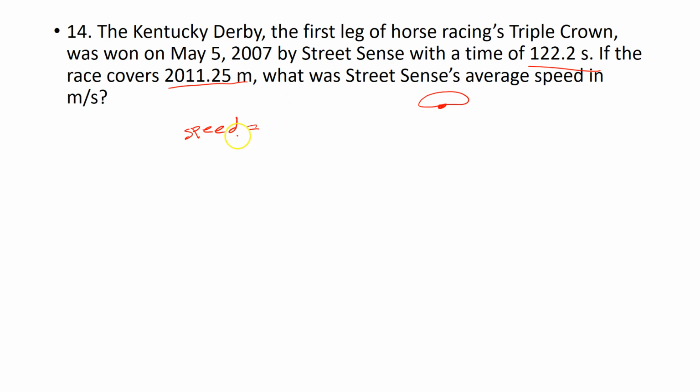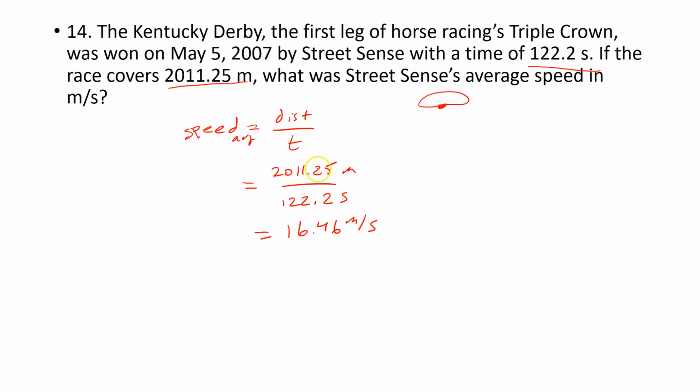So average speed is equal to the distance that he traveled divided by the time that he travels. Our distance here was 2011.25 meters, and we know the time was 122.2 seconds. So when you divide those two, you end up with 16.46 meters per second.